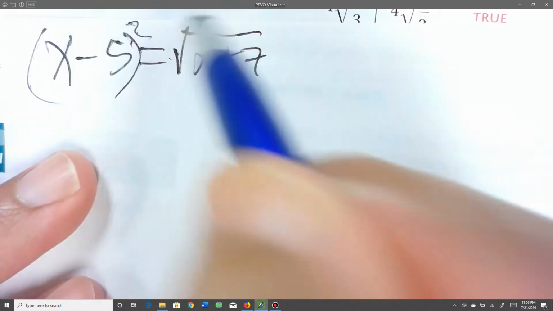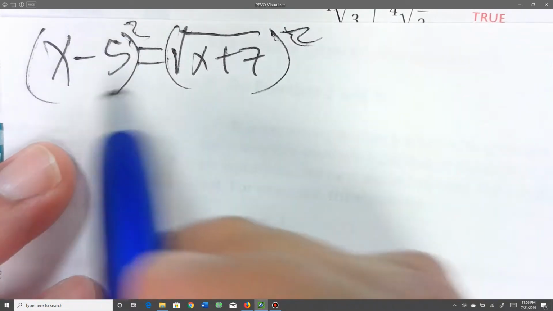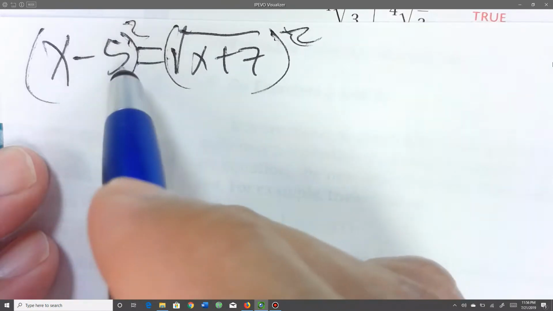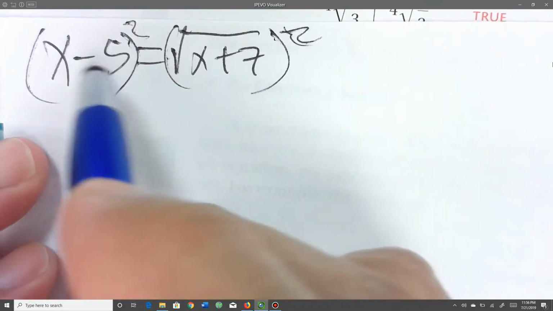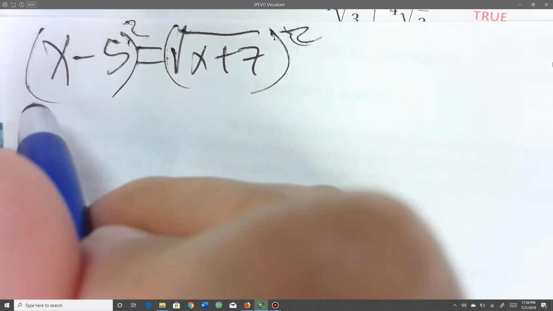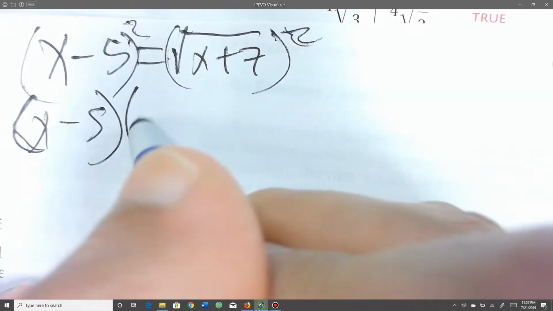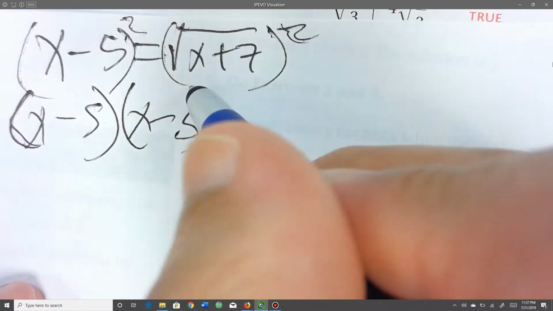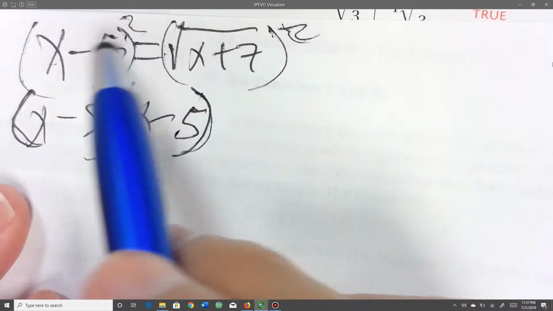So now I raise both sides by a power of 2. Here, this does not mean x squared minus 25, because you have 2 terms here. This is a perfect square, therefore you need to FOIL. I'm just going to do that here: x minus 5 times x minus 5. That's what this means. Yeah, be careful with that. You have 2 terms there, not just one, like we did last time.